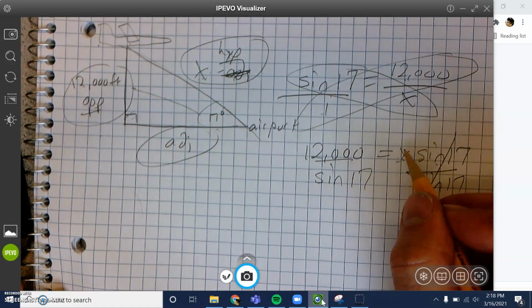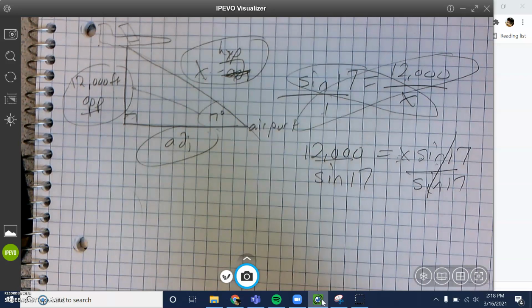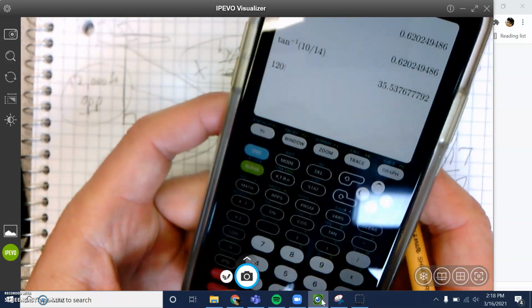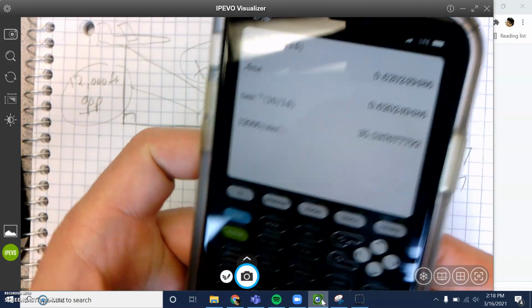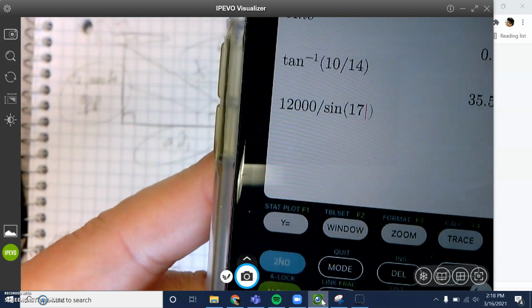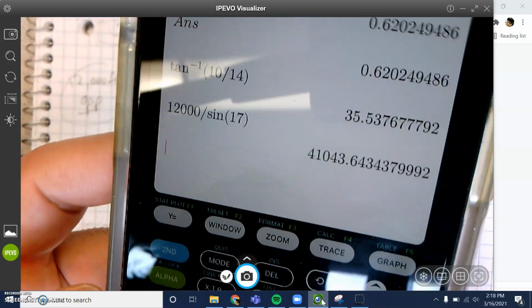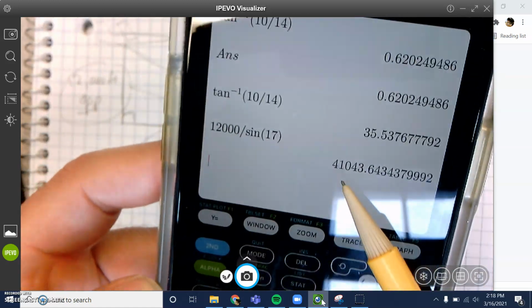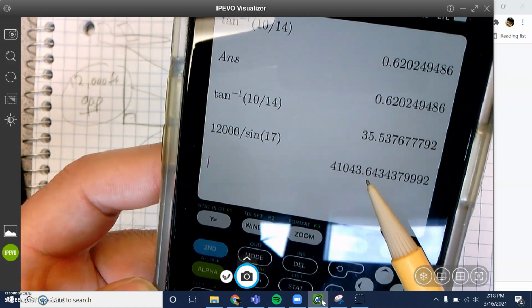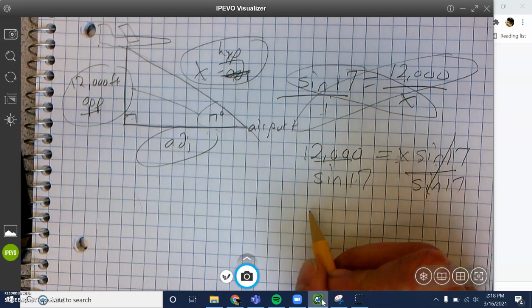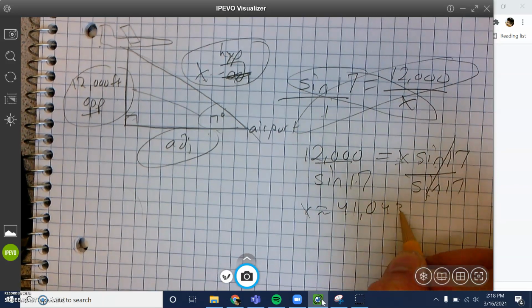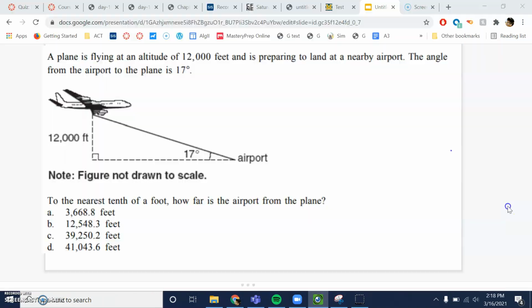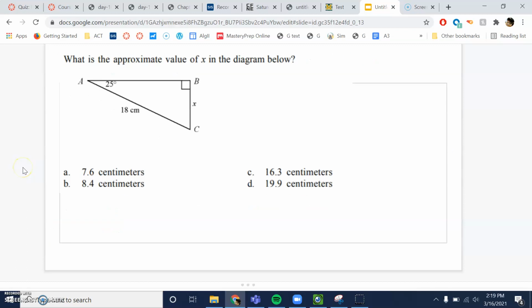So that equals 1, and 1 times x is just x. So this is our answer. I got to put it in the calculator. 12,000 divided by sine 17. We get 41,043.6, about 41,000, which is D. We got D. Yeah, nice. All right, one more. Let's knock it out.